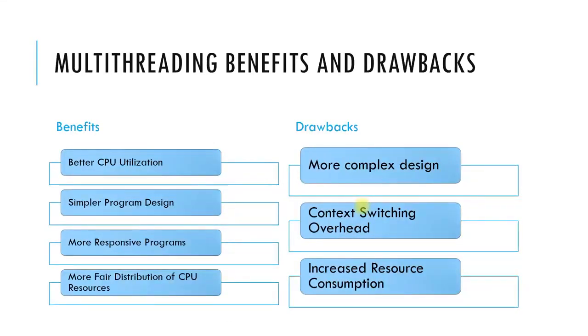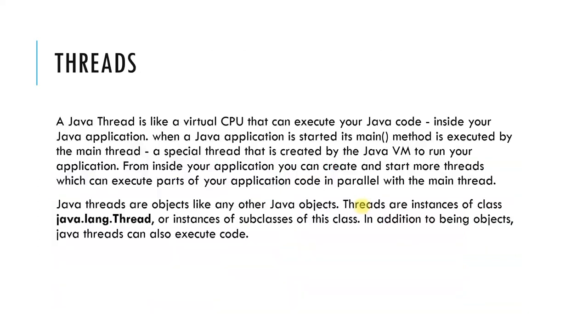Multithreading also has benefits and drawbacks. As I said, the benefits are better CPU utilization, simpler program design, more responsive programs, and more fair distribution of CPU resources. Drawbacks are a more complex design, context switching overhead, and increased resource consumption.